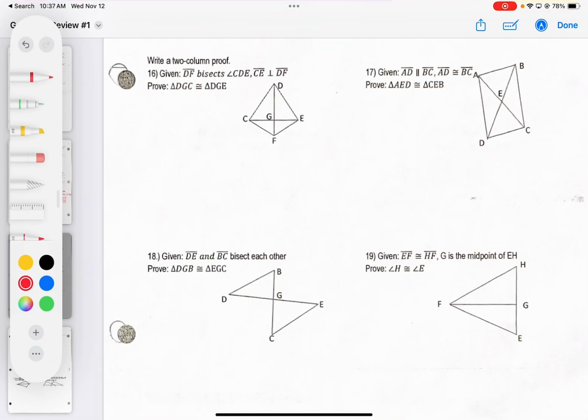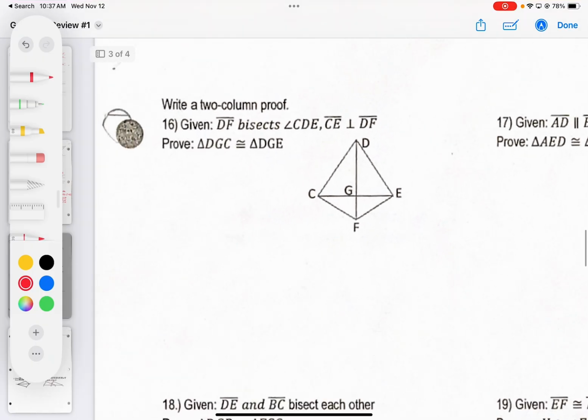So no one did these. We are going through these together as a class right now, okay? So this is when you, as the youths say, lock in.